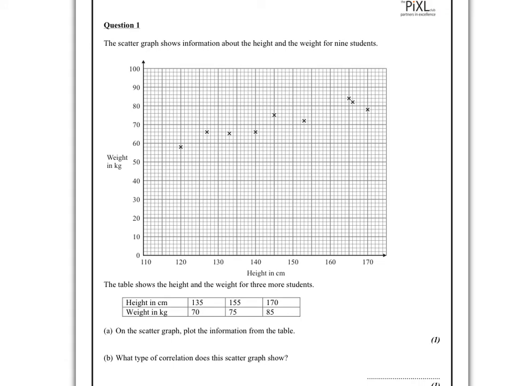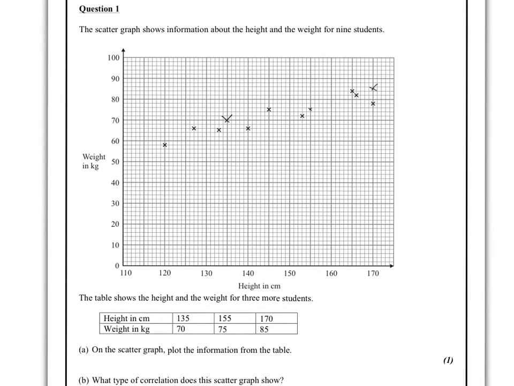Question 1. The scattergraph shows information about the height and weight for 9 students. The table shows the height and weight for 3 more students. On the scattergraph, plot the information from the table. So I've gone ahead and drawn those on.